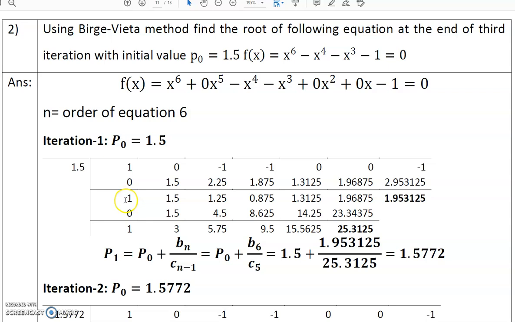So for row B, the Bn, what is the n? n is equal to 6, that is B6, divided by Cn minus 1, that is C5. So B0, B1, B2, B3, B4, B5, B6, and Cn minus 1, where n is 6, so C5: 0, 1, 2, 3, 4, 5. So 1.5 plus 1.953125 divided by 25.3125 gives you 1.5772.